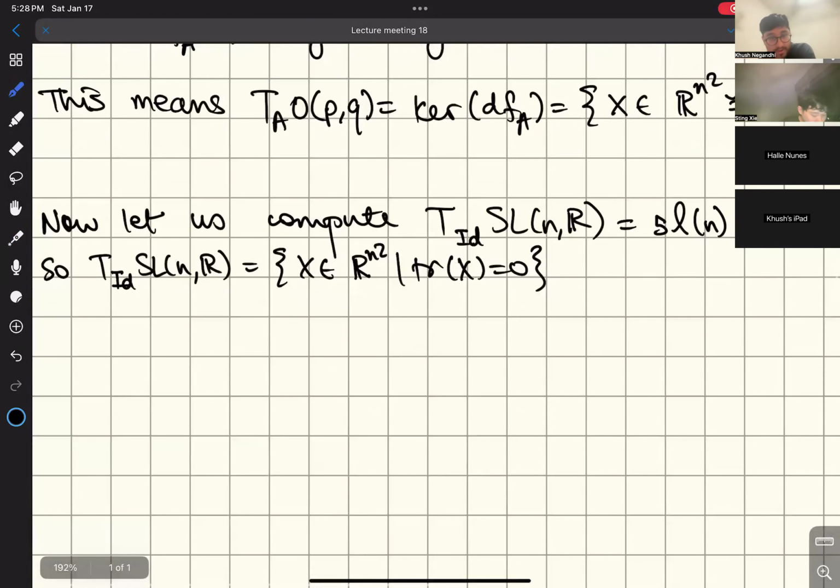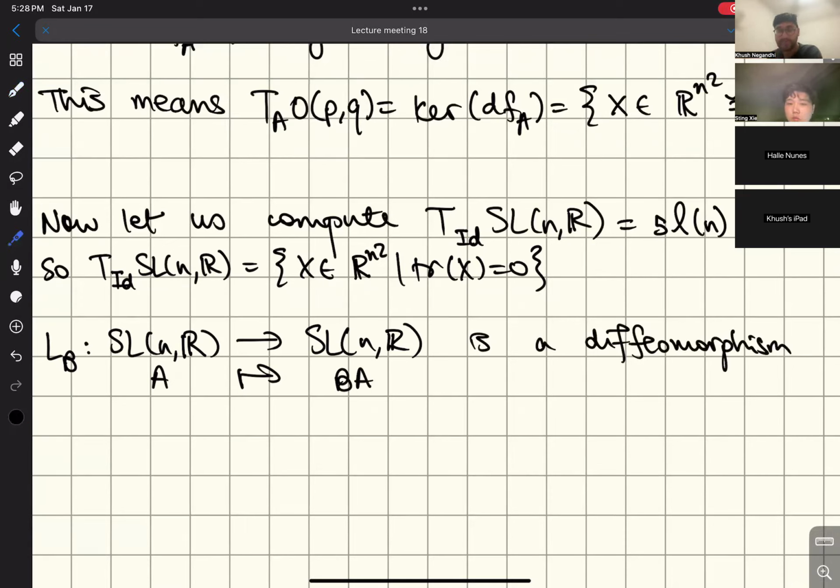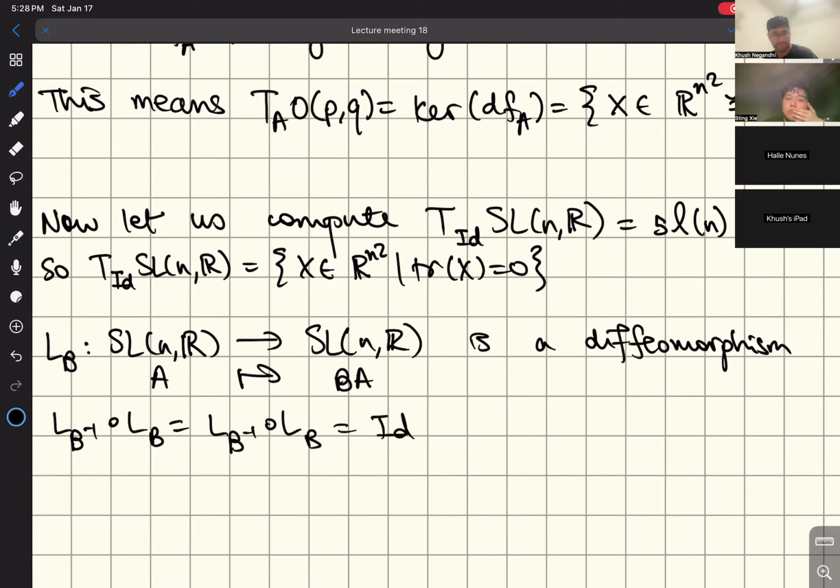Now we will harness the power of a Lie group to note the following. L_B from SLNR into SLNR, given by A maps to BA, is a diffeomorphism. The fact that it's smooth just follows from the fact that multiplication by a matrix is smooth. It's a diffeomorphism because this map is invertible with inverse L_{B inverse}. So L_B inverse composed with L_B is just the identity on SLNR.